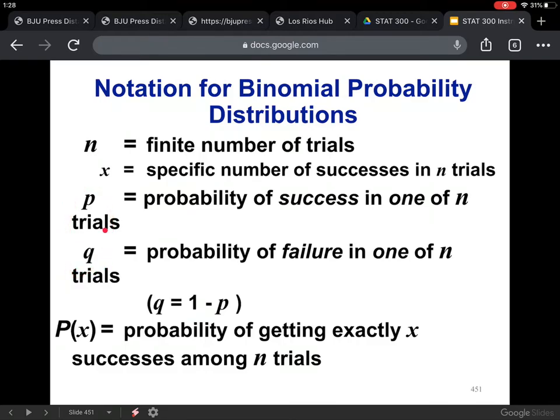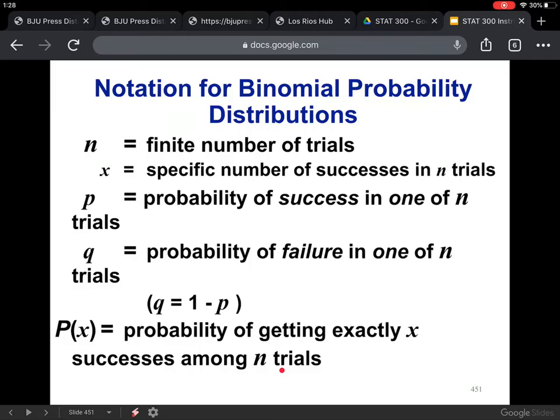And therefore, the relationship between Q and P is that 1 minus P is equal to Q, or you can do the other way around, 1 minus Q is equal to P. So you can figure out the probability of a failure if you are given the probability of a success, or the probability of a success if you're given the probability of a failure. P of X is the probability of getting exactly X successes among N trials. Okay, I'm going to show you how to evaluate the probability for a binomial probability distribution, 3 methods.